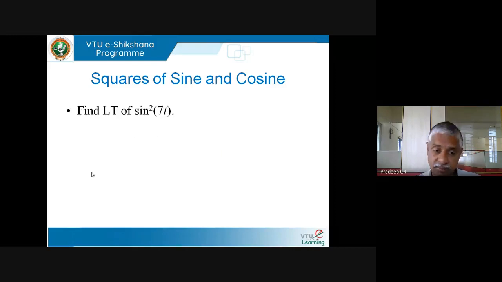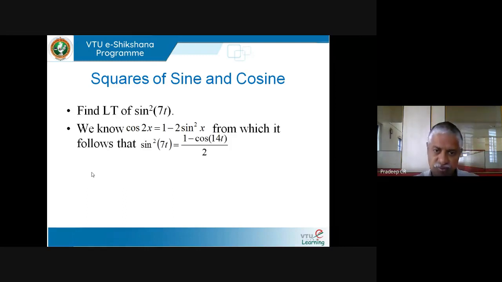The example is this. Find the Laplace transform of sine square 7t. So I'll use this formula: cos 2x is 1 minus 2 sine square x. This we know. How do you remember this? I'm sure you know it. If you have forgotten, cos 2x is cos square minus sine square. Remember, cos square x plus sine square x is 1. Cos square x minus sine square x is cos 2x. That's what we have used. And cos square I know is 1 minus sine square. So if you put that, you get 1 minus 2 sine square. So cos 2x is 1 minus 2 sine square x.